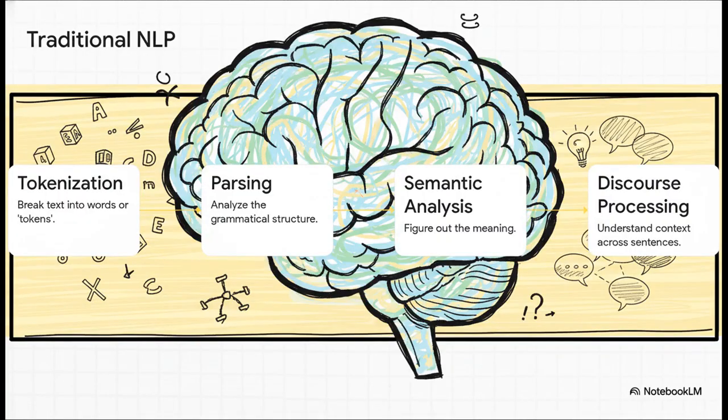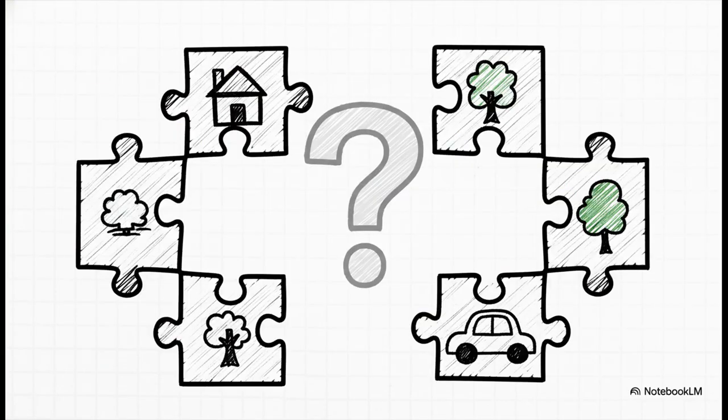Now, for a long time, NLP worked in a very rigid, step-by-step way. A computer would first break a sentence into words, then it would analyze the grammar, then try to figure out the meaning, and finally attempt to connect all the sentences together. It was very methodical, but it had a really big flaw. And that huge weakness was context.